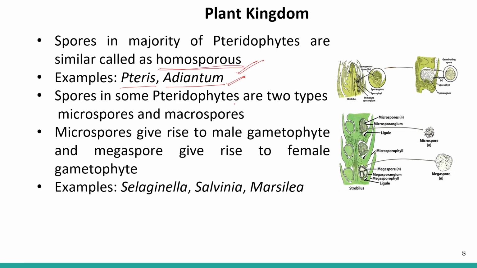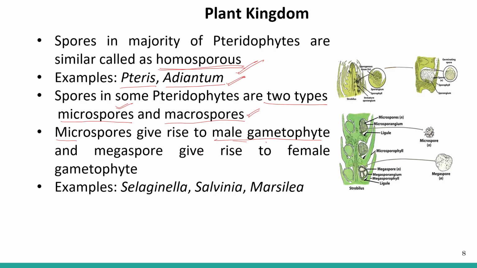Now, there are some pteridophytes that give rise to two types of spores. If you see the size of the spores, some are very small in size. That is why they are called microspores. And some are comparatively larger in size. They are called macrospores. Microspores give rise to the male gametophyte. When these microspores are released at a suitable temperature, they get water, germinate and form a thallus-like structure.